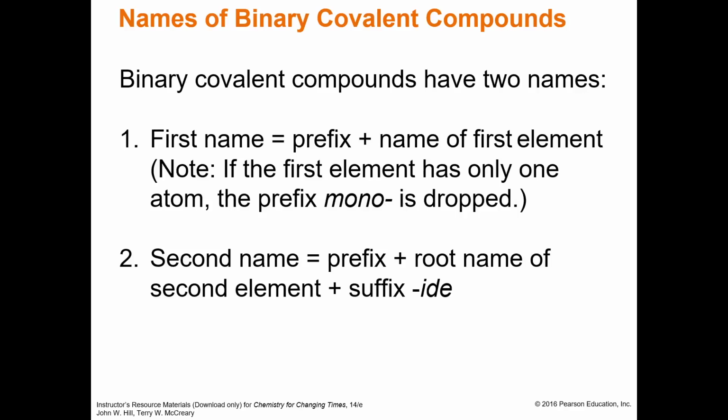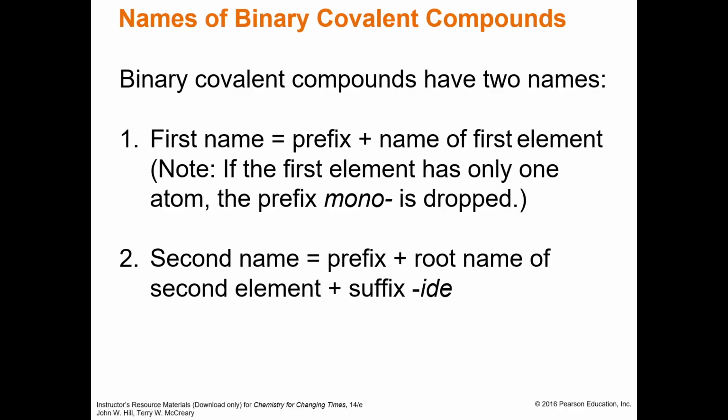So, binary covalent compounds have 2 names. The first name is the prefix plus the name of your first element. You do not need to name this one mono if it would be mono. You can just drop it. Okay? So if you only have one of the first element, you don't need to use a prefix. And notice that you don't need to change the ending, the suffix of that name. And I'll give you some examples in a bit. But first, let's understand the overall gist.